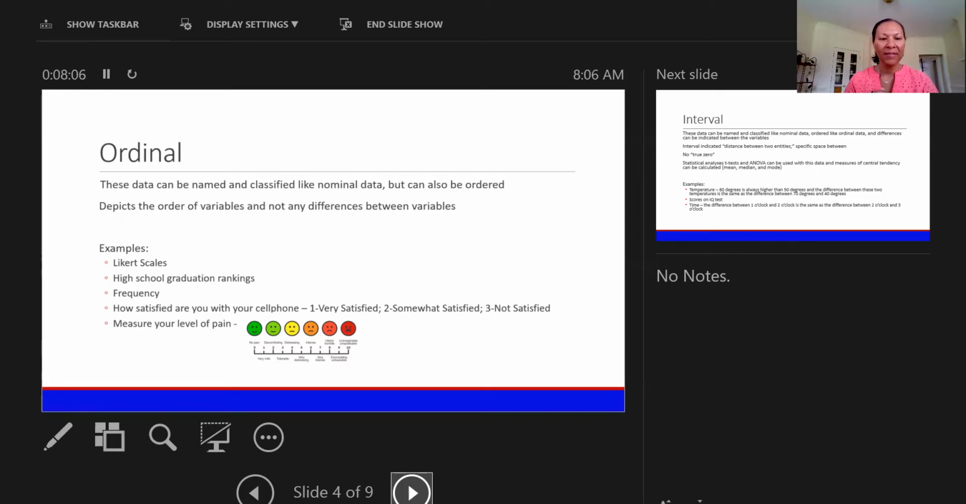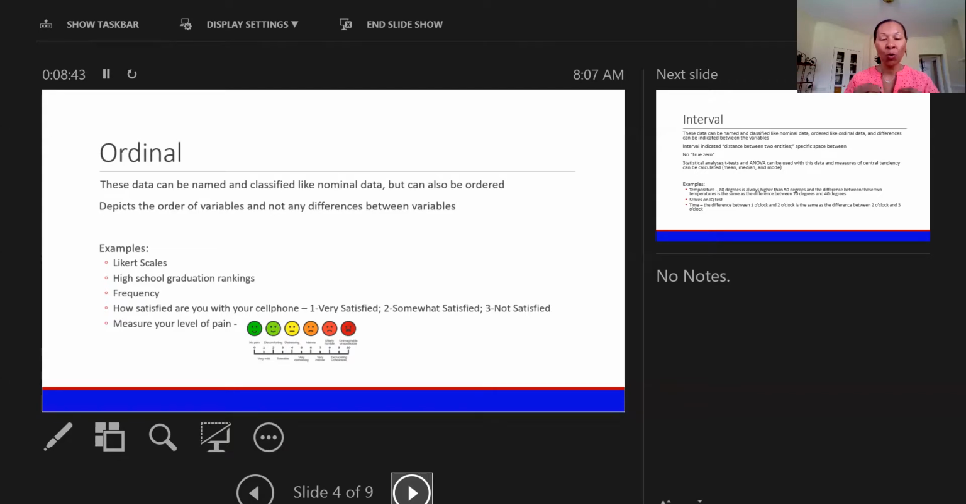Or we can look at, again, how satisfied are you with your cell phone? So it's ordered in that 1 is very satisfied, 2 is somewhat satisfied, and 3 is not satisfied at all. So it's ordinal in that sense, in that it can be ordered. It's nominal in that we can classify it as very satisfied, somewhat satisfied, or not satisfied. But again, we don't know the specific differences between what a person considers very satisfied and somewhat satisfied.